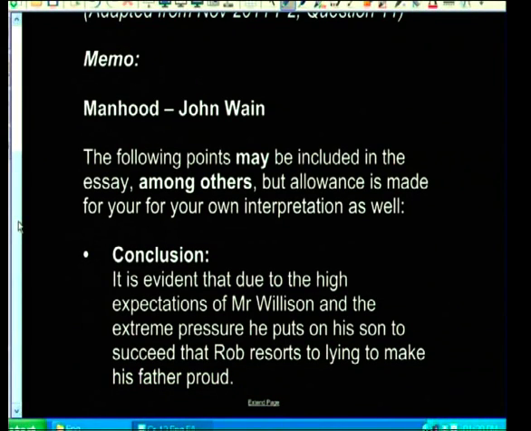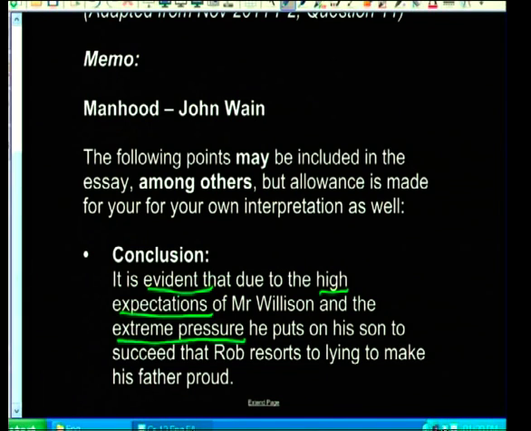Now we're going to create a conclusion. To complete the essay, to round off your most important points, we've got to have a conclusion to this essay. An example of a conclusion would be: it is evident that due to the high expectations of Mr. Wilson and the extreme pressure he puts on his son to succeed, Rob resorts to lying to make his father proud.